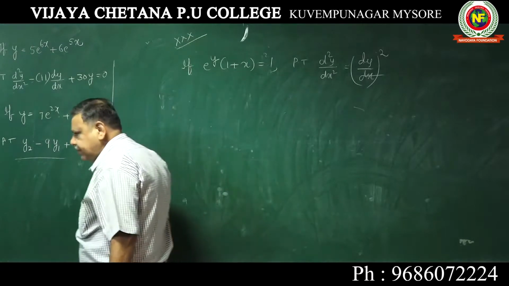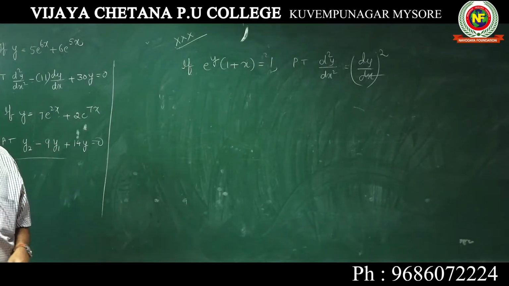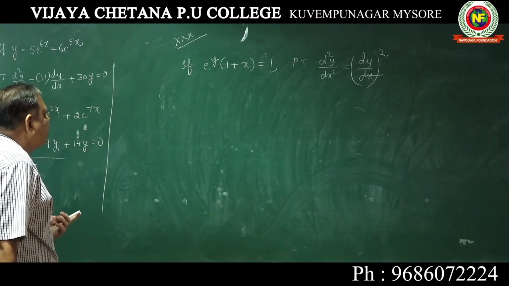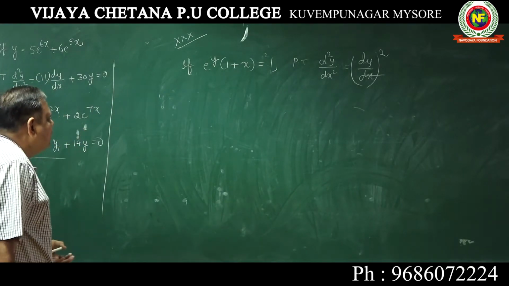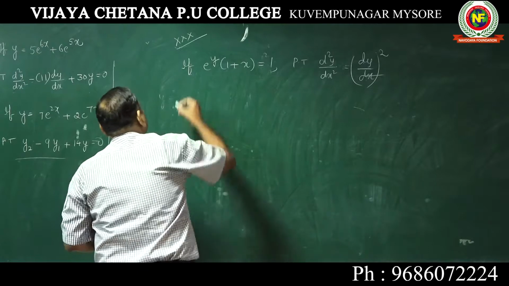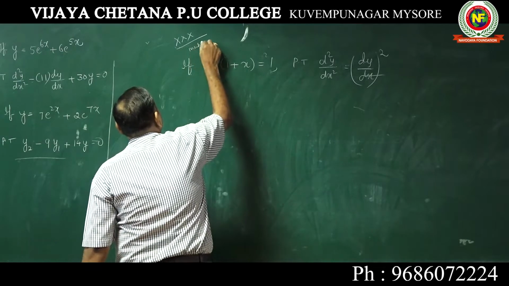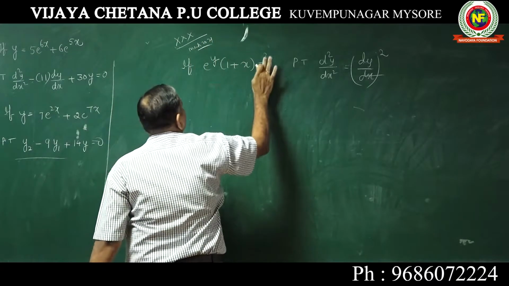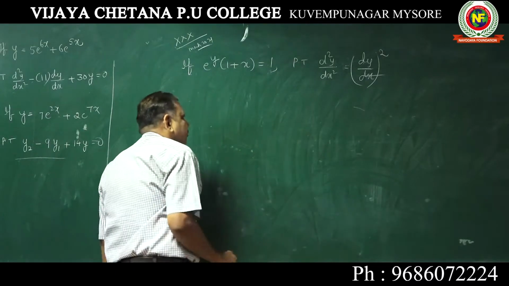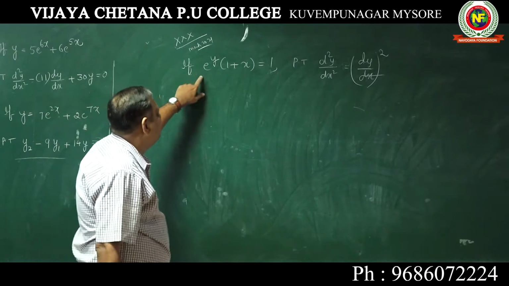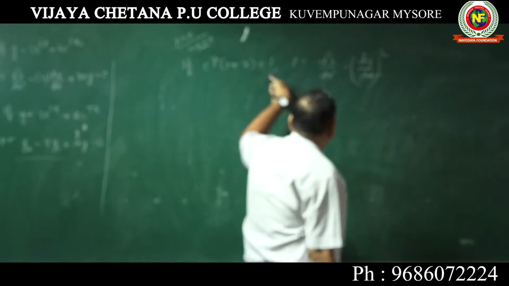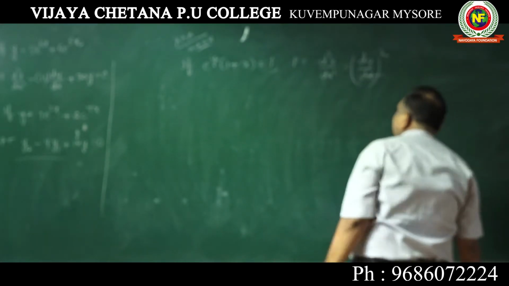As I said, like the previous problem, you go through twice and then do this problem also. So far they have not asked this question, but maybe it is your chance to get it, so better practice well. If e to the power of y into 1 plus x equals 1, prove that d square y over dx square is dy by dx whole square.